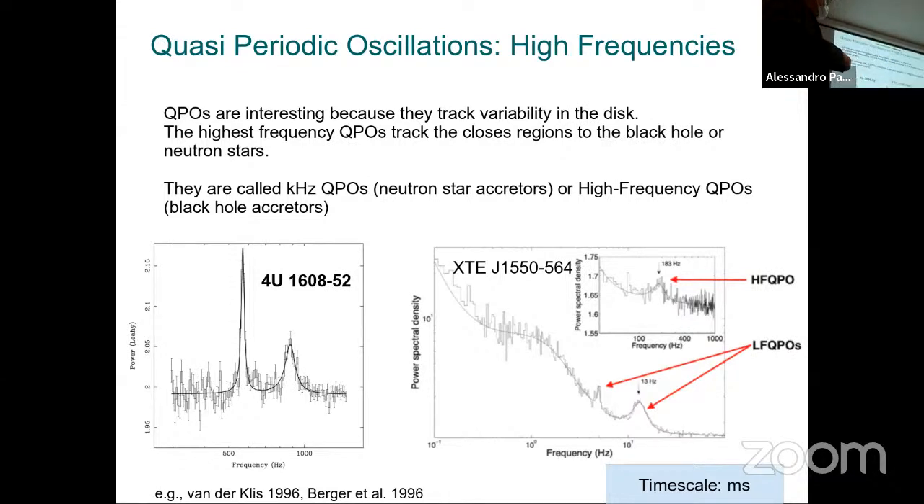And here you see two typical features, which are called the kilohertz QPOs in neutron star accretors, where you see very, very peaked features at hundreds of hertz that can reach up to 1.23 kilohertz. And you see the same features, but at slightly lower frequencies of the order of a few hundred hertz in black hole accreting low mass X-ray binaries. And these are called high frequency QPOs.